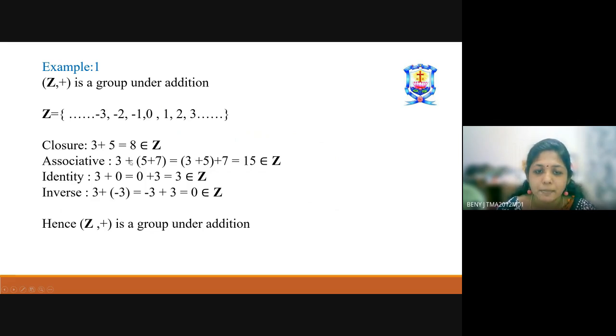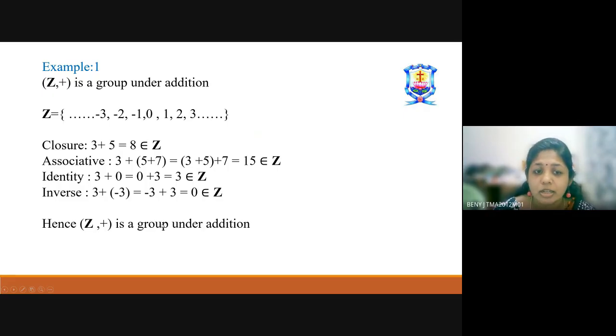Associative property: A plus B plus C equals A plus B plus C. So the total is 15. Does 15 belong in this group? It belongs. Identity element: the property is A plus the identity element equals A. Under addition, the identity element is 0. Let me check whether 0 exists in this set. It exists, so it belongs. Then inverse: I'm taking 3. The inverse of 3 is negative 3, minus 3. Minus 3 also exists in this set, so it belongs. Therefore, we can say Z with addition is a group under addition.